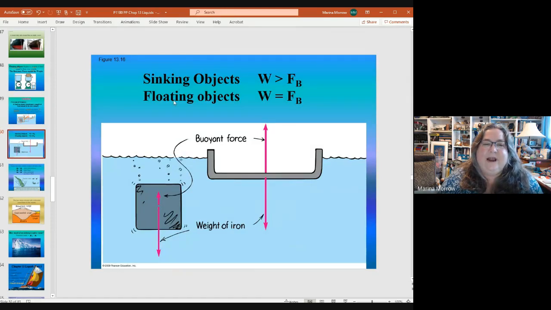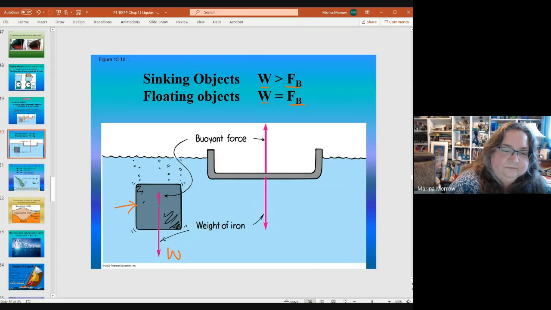Now, when objects are floating, it's because their weight equals the buoyancy force. When objects are sinking, it's because the weight is greater than the buoyancy force. So the block of iron sinks over here because the buoyancy force is only 1/8 of what it needs to be to float it. So sinking, the weight is greater than the buoyancy force. But if it's floating, then the buoyancy force and the weight are equal to each other.